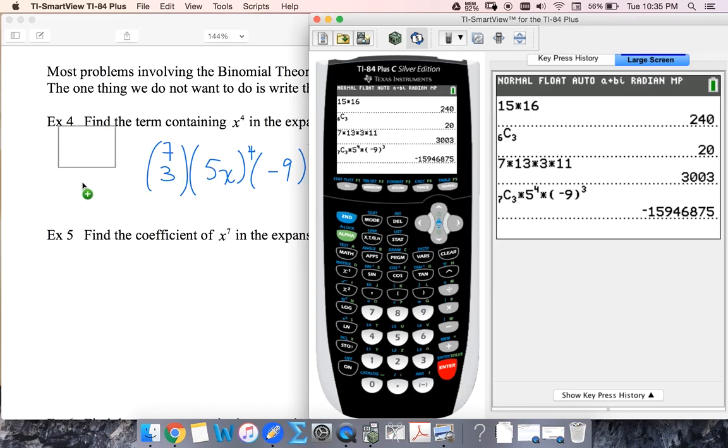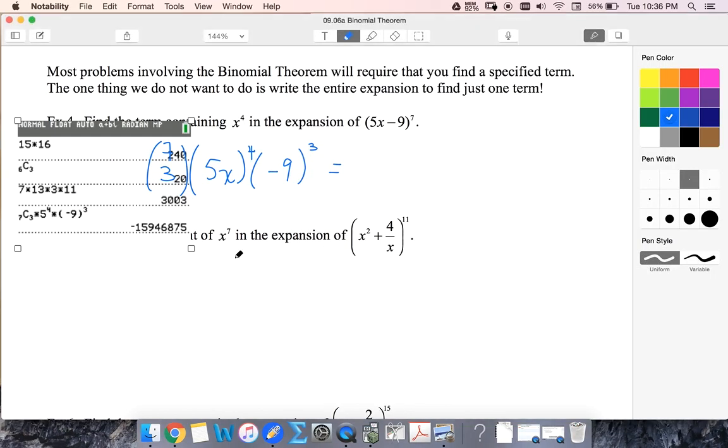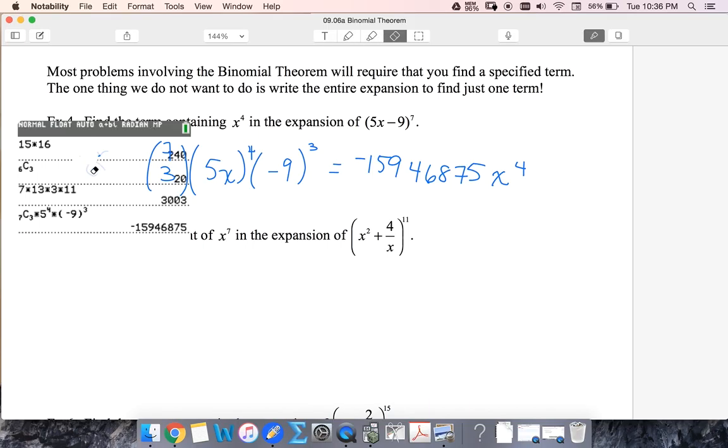Let me pull this over here so I can see it. All right, so then we have negative 15,946,875 x to the fourth. Whenever I want to click on it, it doesn't let me. All right, so here's our term containing the x to the fourth.